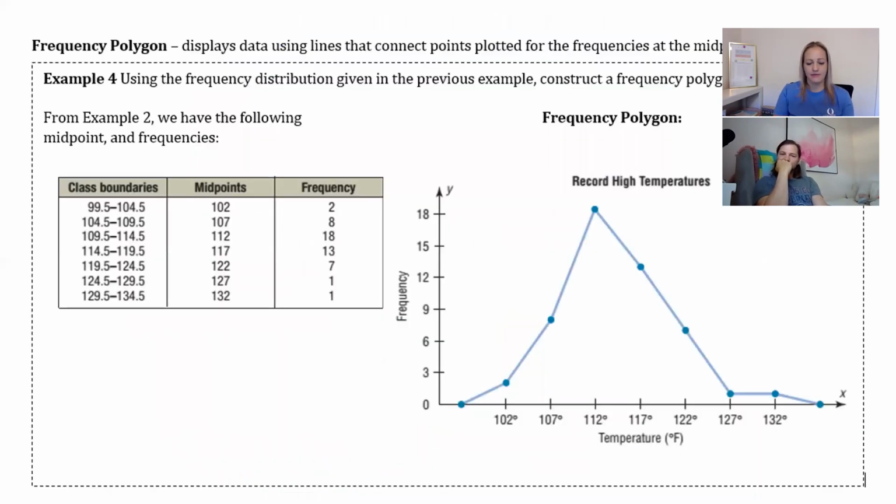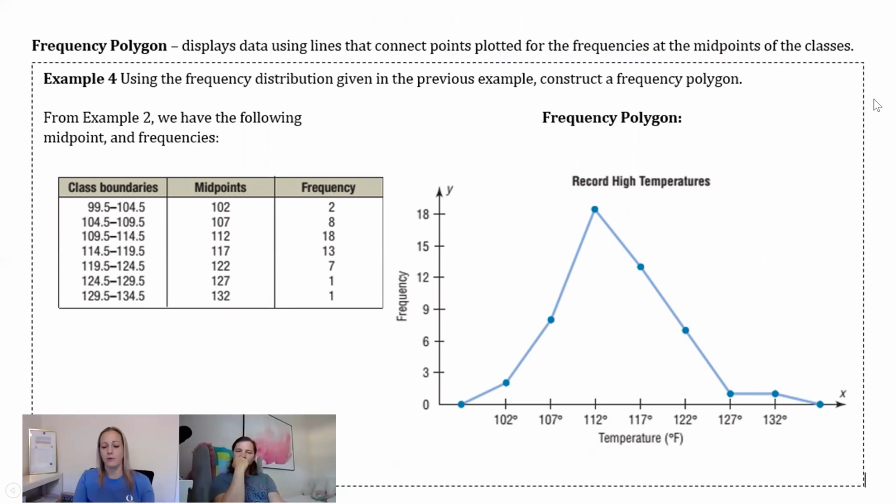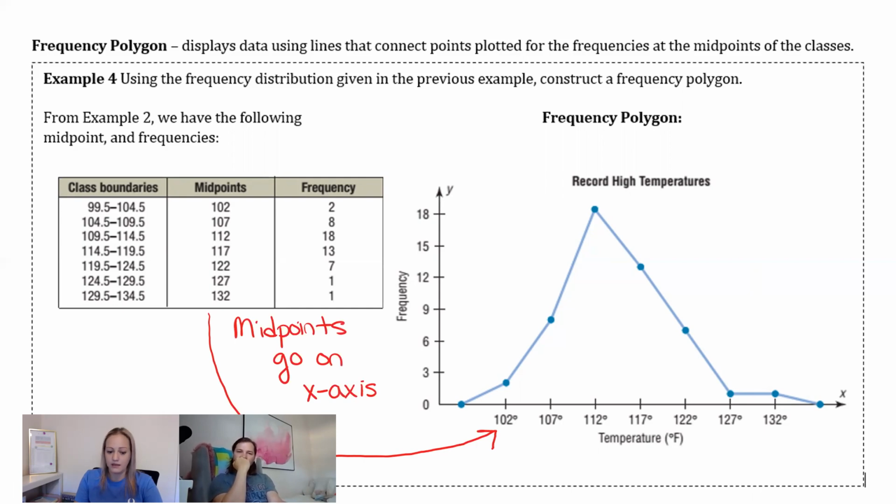The next one is a frequency polygon. A frequency polygon is where you use lines that connect points plotted for the frequencies at the midpoints of the classes. We're still using that same data set from the previous example, and you can see over here what the frequency polygon would look like for this data set. What goes on the x-axis is going to be the midpoints.